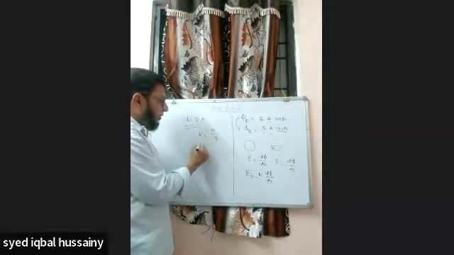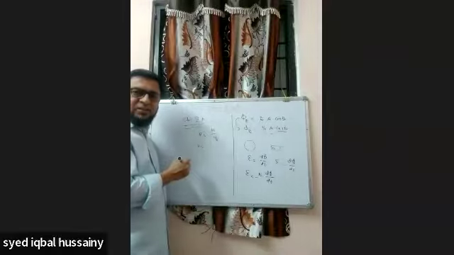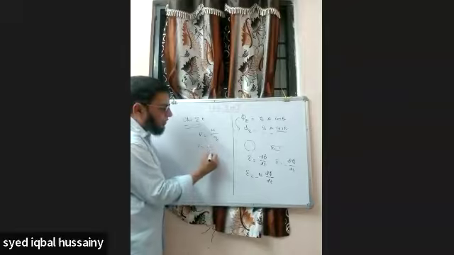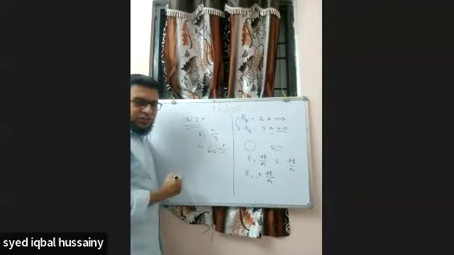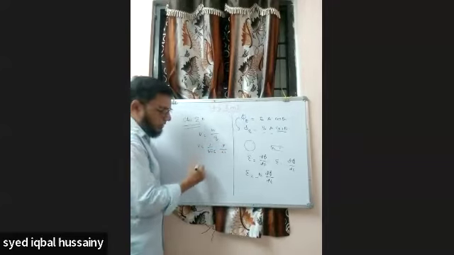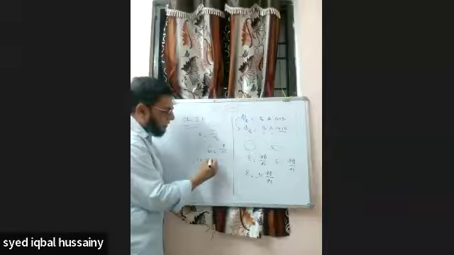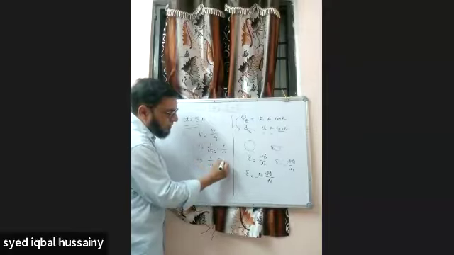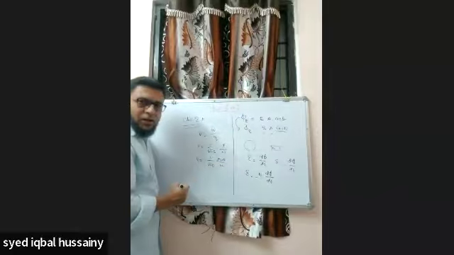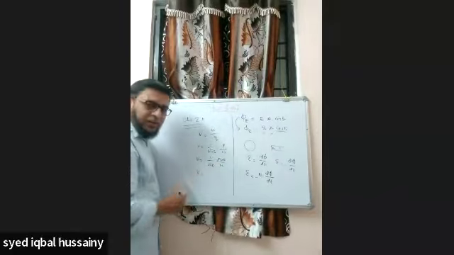So potential due to a point charge. If I ask you, what you will say? 1 by 4 pi epsilon naught q by r. You will say potential due to point charge. Potential due to any general point, what you will say? 1 by 4 pi epsilon naught p cos theta by r square. You will say.